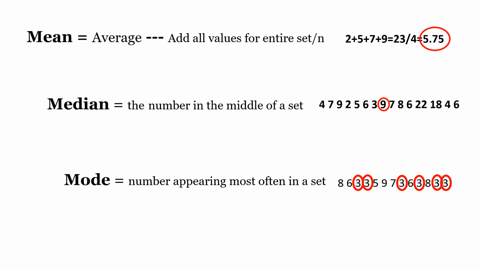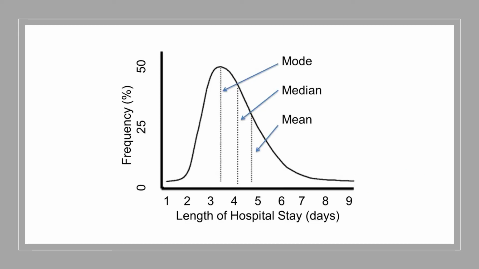In this example, 3. The use of these terms can prove useful, as shown here. Observing the skewed bell curve hides information until the mean, median, and mode are entered. The mode illustrates that nearly 50% of patients remain in hospital for 3.5 days, while the median defines a length of stay of 4.1 days.